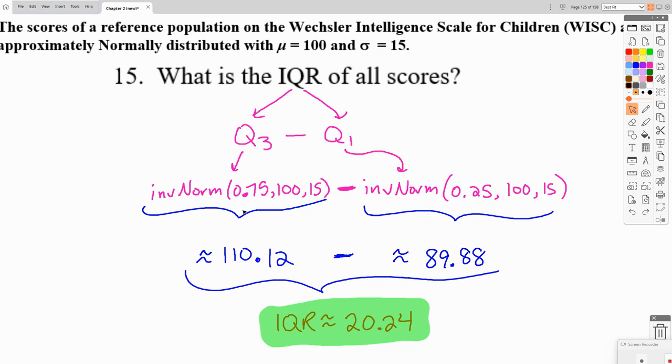So I figured out that Q3 was a score of 110.12 rounded. 25th percentile, 89.88 rounded. What's the difference? It's a little over 20. So as long as you gave me something, 20.24, 20.2, 1 to 2 decimal places, that works out perfectly fine.